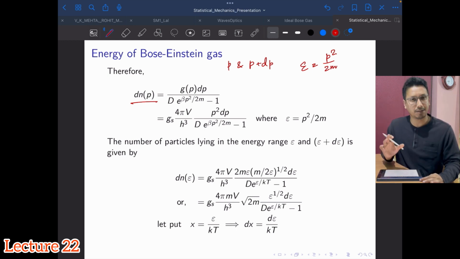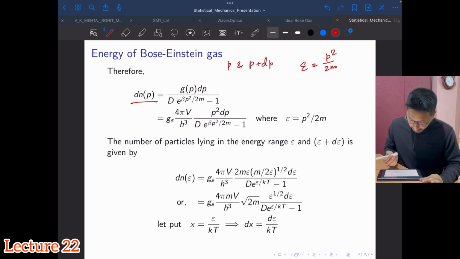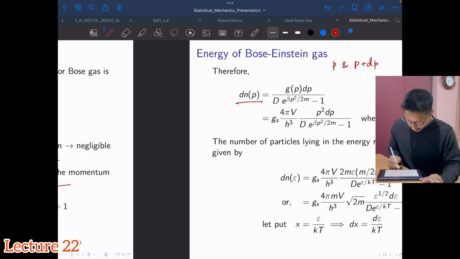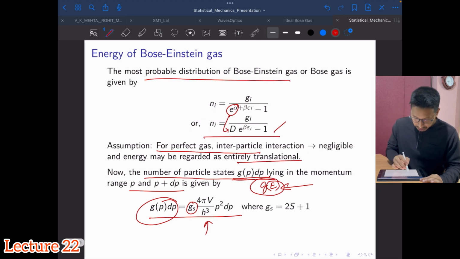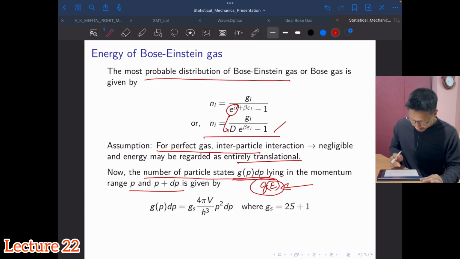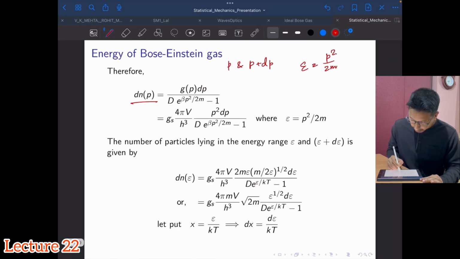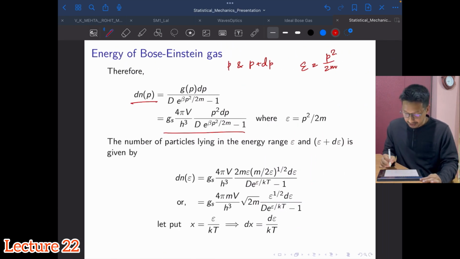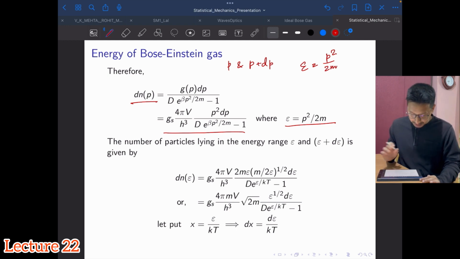Okay, so we have just substituted for that. Now, from this expression we can just take out this expression and substitute here, so you will get this expression. Yes, it is given here. So E is equal to p square by twice m.